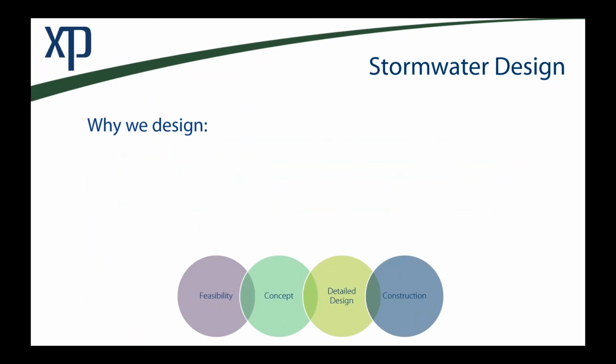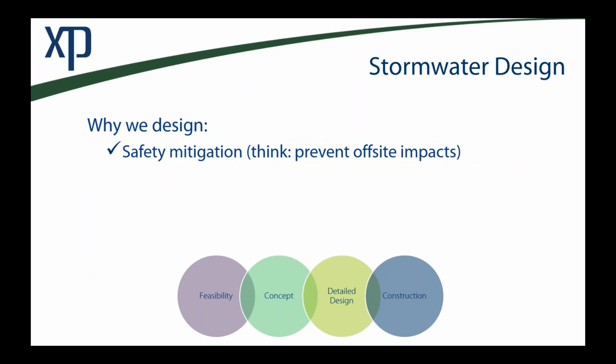So let's talk about design first. So really, why we would design. The first piece is simply going to be safety mitigation. Right? So we want to prevent offsite impacts. That certainly is going to go for really all engineering work. That's one of the first things we do. The pillar of engineering is safety.